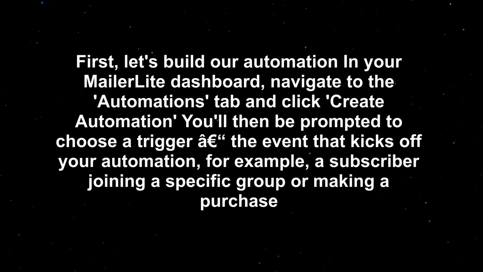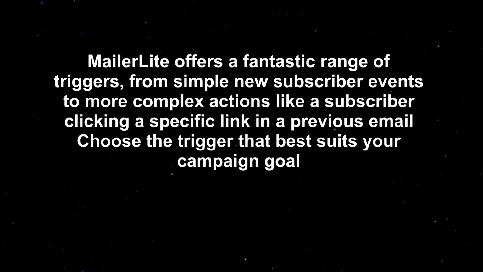First, let's build our automation in your MailerLite dashboard. Navigate to the Automations tab and click Create Automation. You'll then be prompted to choose a trigger, the event that kicks off your automation. For example, a subscriber joining a specific group or making a purchase. MailerLite offers a fantastic range of triggers, from simple new subscriber events to more complex actions, like a subscriber clicking a specific link in a previous email. Choose the trigger that best suits your campaign goal.